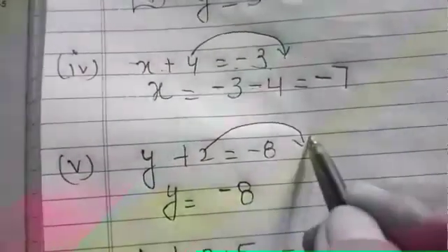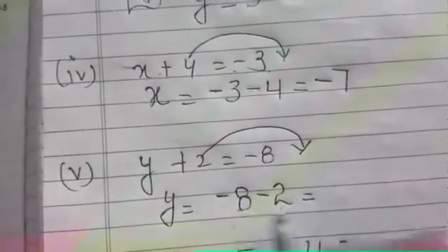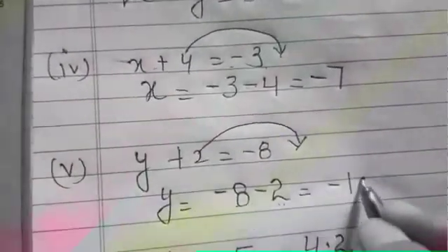And the next is question number 5. Keep y on the same side. Minus 8 as it is. Take 2 to the other side by changing its sign. Both are from the same team, so they will combine with each other and the answer will be minus 10.